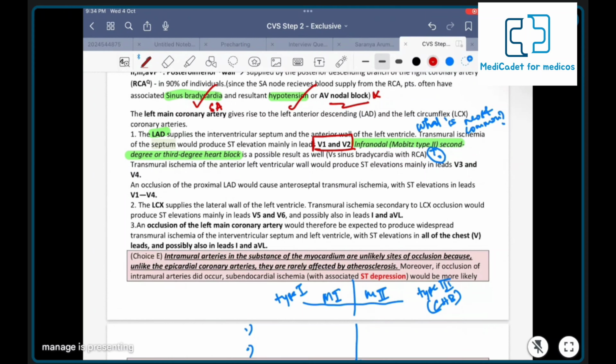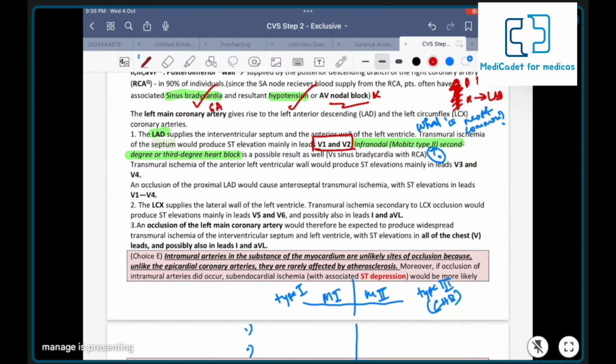One more thing I wanted to mention, though I've not seen it in many questions, is that they do mention how the interventricular septum can be divided into two portions: the anterior portion and, behind it, the posterior portion. The anterior portion is supplied by the left anterior descending, and the posterior portion is supplied by the PDA, because the PDA passes through the interventricular groove, right? So it can give blood to them. PDA supplies the posterior part and LAD supplies the anterior part.